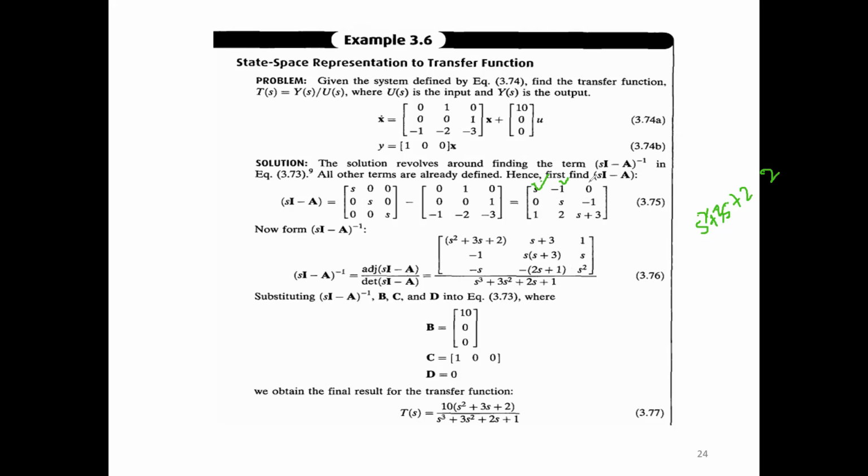Because if you cancel this one, plus 1, sorry, not 2. So it would be what? It would be minus 1, that means the plus 1. And for this, 0 minus s. Minus s. And for this one cancel out, this one cancel out. Minus s plus 3. Okay, minus s minus 3, minus s minus 3.